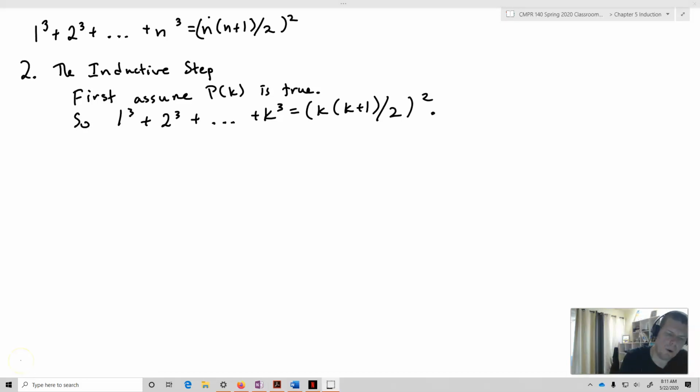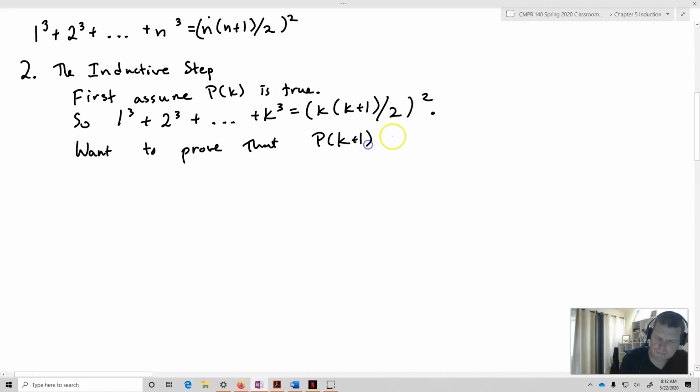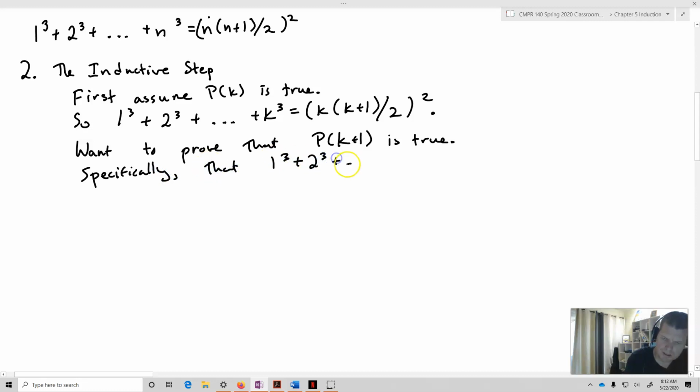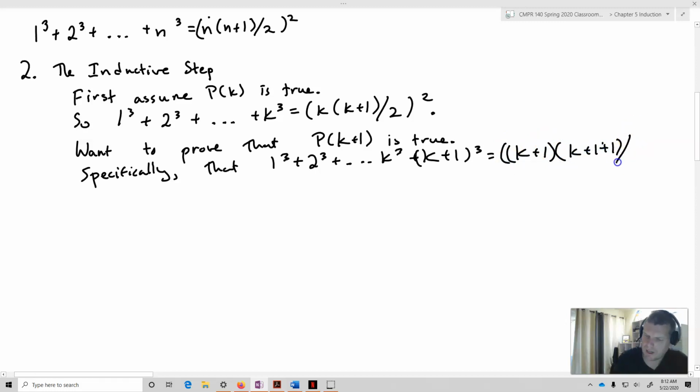What we want to do is prove that P of k plus 1 is true. Specifically, that 1 cubed plus 2 cubed plus up to k cubed plus k plus 1 cubed equals k plus 1 times k plus 1 plus 1, or k plus 2, divided by 2 squared. Basically, if I plug k plus 1 into the summation instead of k, I still end up with a true statement.